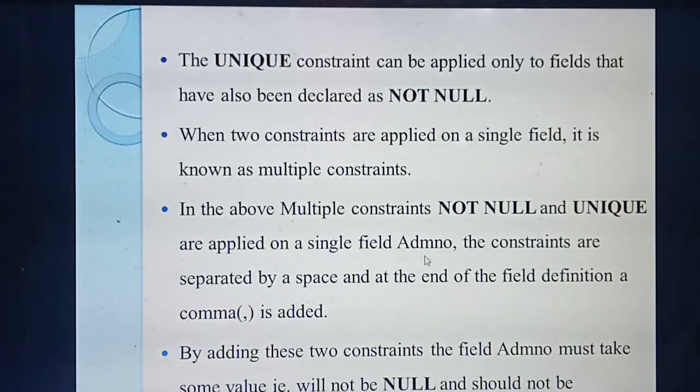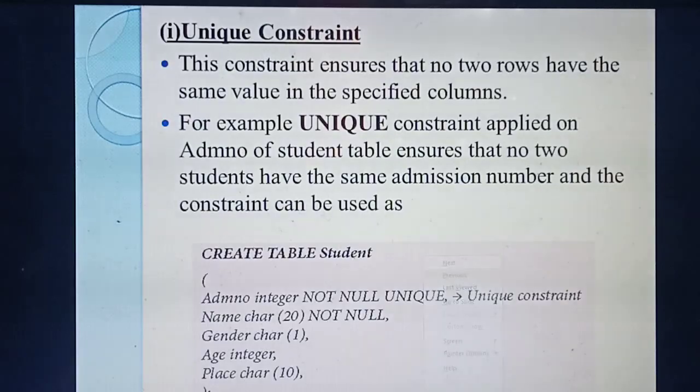If you are applying two constraints to the same field, you should separate them with a space. Between each constraint you should leave a space. See this example, and also at the end you should provide a comma. So here two constraints you are specifying. What are they? Not null as well as unique. Leave some space between the two constraints, and also at the end provide a comma.